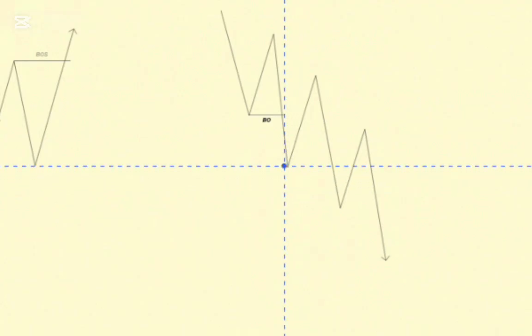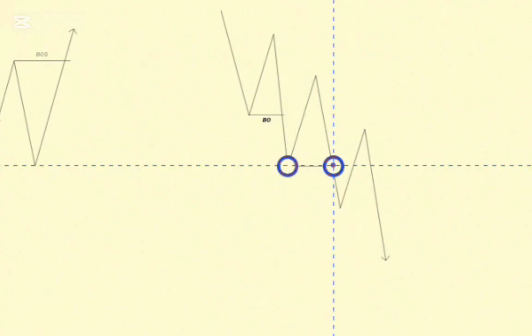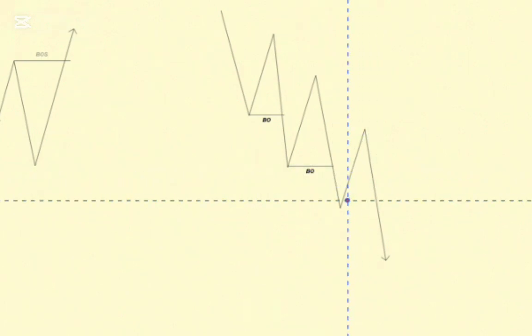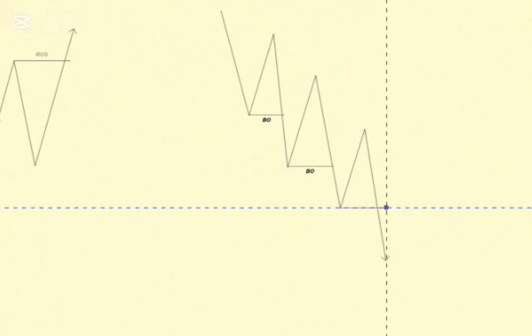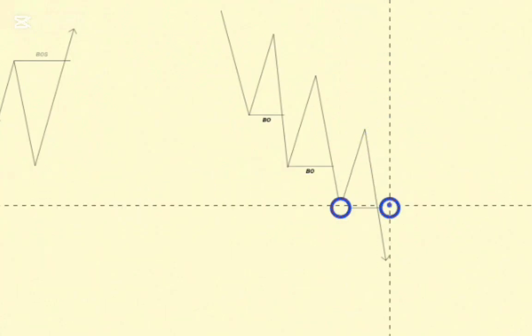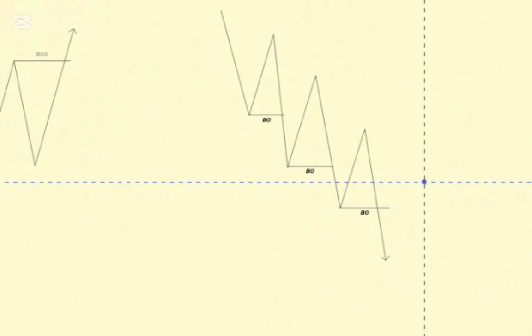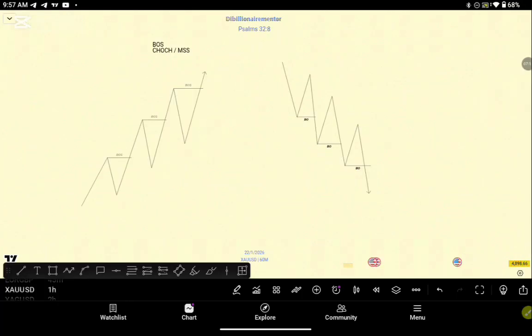Then when price takes out this next low, that's a new break of structure, which confirms that price is still willing to go down. The momentum is still bearish. So the next one also is a break of structure. I think this is as easy as it should be. It isn't complicated, right?